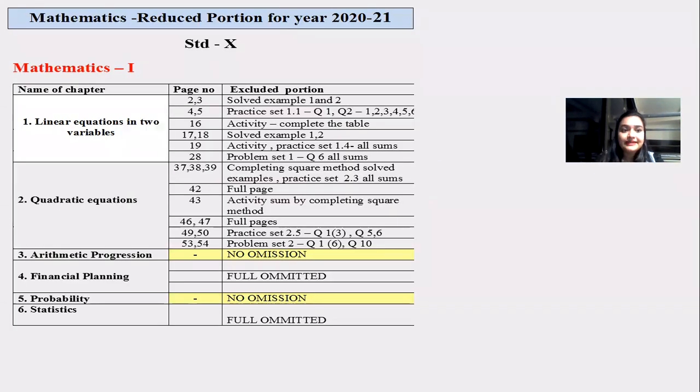Now, this is something which is still a confusion. What is the excluded portion? So let me tell you guys, in linear and quadratic, a few sums have been excluded, which is mentioned over here. Arithmetic and probability, nothing is omitted. The entire chapter is there. Financial planning and statistics, the entire chapter is omitted. You can take a picture of the reduced portion so that you will understand it in a clearer way.